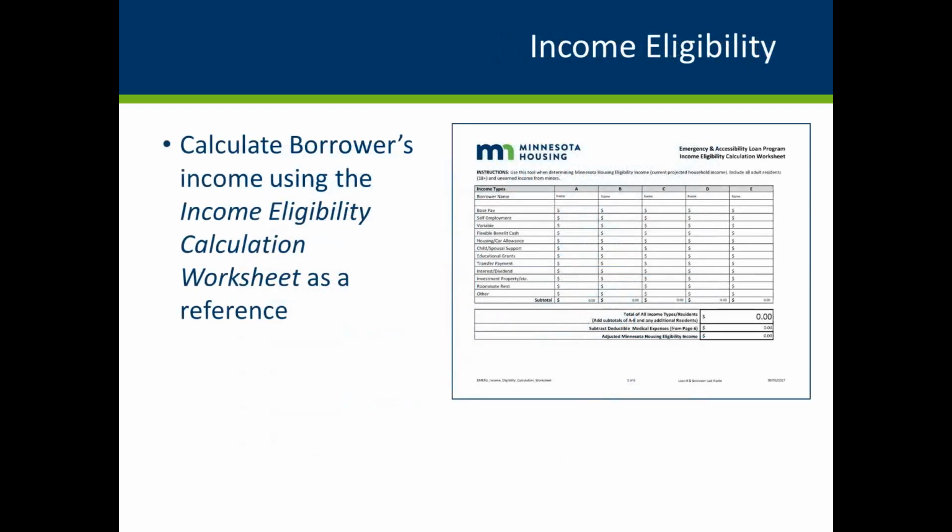You will need to calculate the borrower's income to ensure they meet the income threshold for the program. Use the income eligibility calculation worksheet as a reference for the types of acceptable documentation to support your income calculations. Keep a copy of your calculations in the loan file. There are often a variety of ways to calculate income, so it is important to show your math to illustrate how you determine income eligibility for each application.